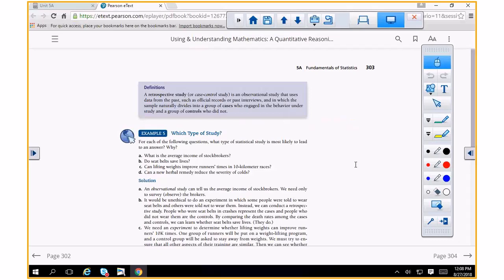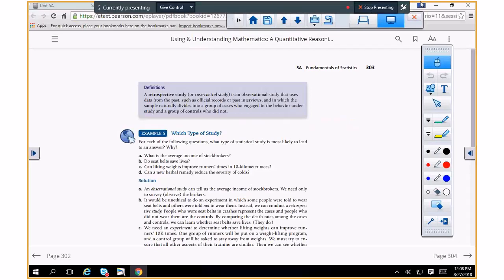Retrospective. Go ahead and write down retrospective for your own knowledge. A retrospective study is when you go back and look at records of the past. You look at records from the past.